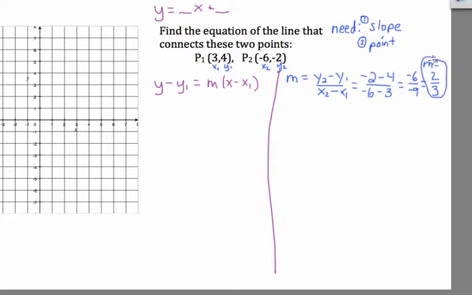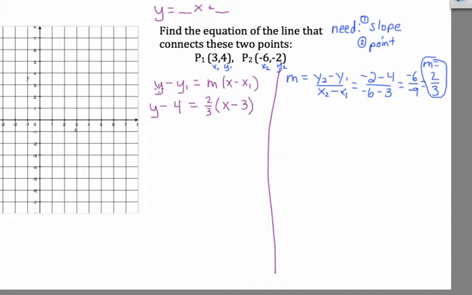So our m number is 2/3. So that's what we're going to sub in for the m number. So over here, the y1 and x1 are the coordinates of a point that you know is on your line. Technically, you could pick either one of these points. I'm just going to pick point 1. So I can see that my y1 is 4. I know my m number is 2/3 because I found the slope. x minus the x1 is 3.